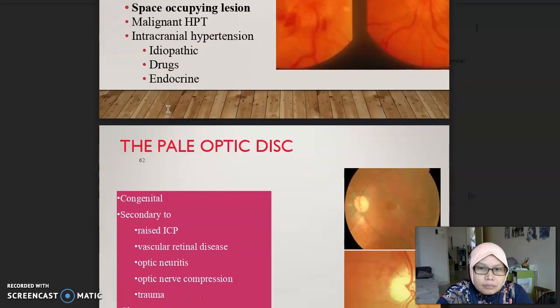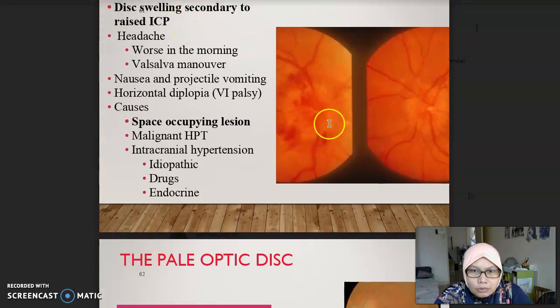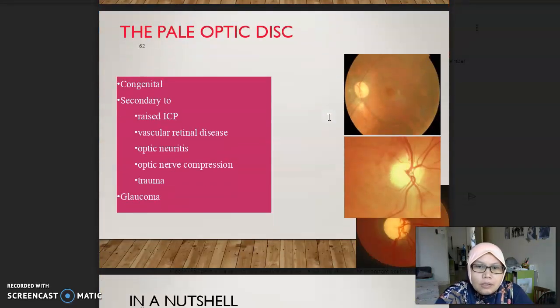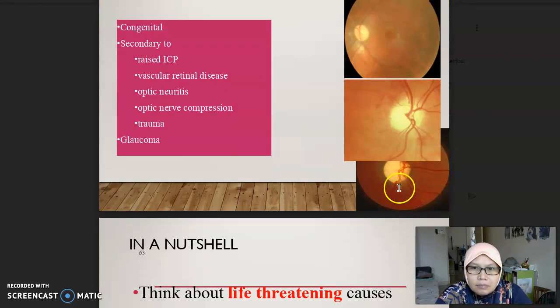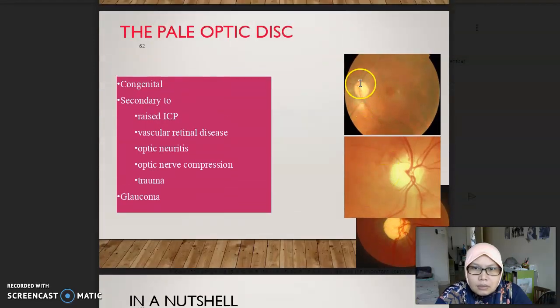All right, so we have gone through the swollen optic disc. Now we go into the pale optic disc. What is a pale optic disc? You look at the color. There is no more pinkish hue. It's pale, like pucat. So this is a pale optic disc with a well-defined margin. The cup is still 0.3, or maybe you cannot see the cup, or the cup is too big. That one you will learn in your glaucoma lecture.